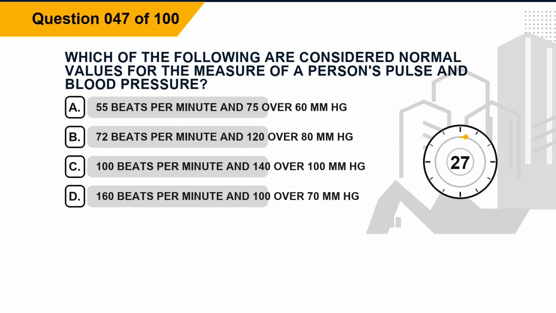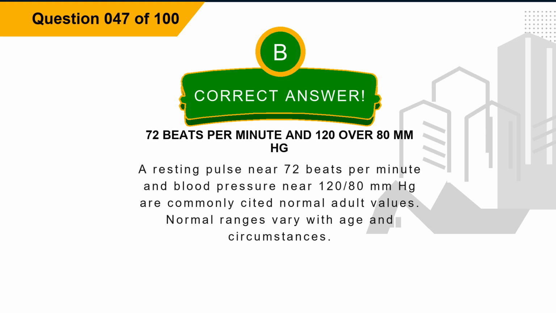Question 47. Which of the following are considered normal values for the measure of a person's pulse and blood pressure? Option A, 55 beats per minute and 75 over 60 mm Hg. Option B, 72 beats per minute and 120 over 80 mm Hg. Option C, 100 beats per minute and 140 over 100 mm Hg. Option D, 160 beats per minute and 100 over 70 mm Hg. The correct answer is option B, 72 beats per minute and 120 over 80 mm Hg.